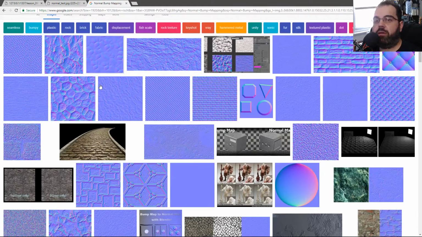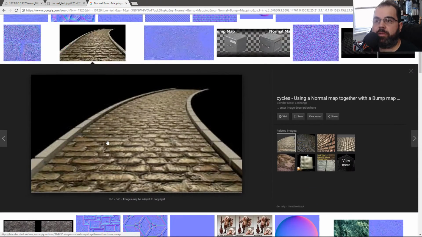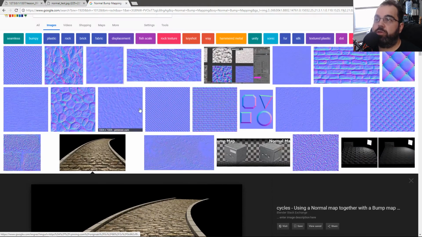And the whole point of these normal maps is to create depth, kind of like how this example texture actually gives it more of a 3D look based on how you apply light and darkness to it. So we're going to use normal maps.